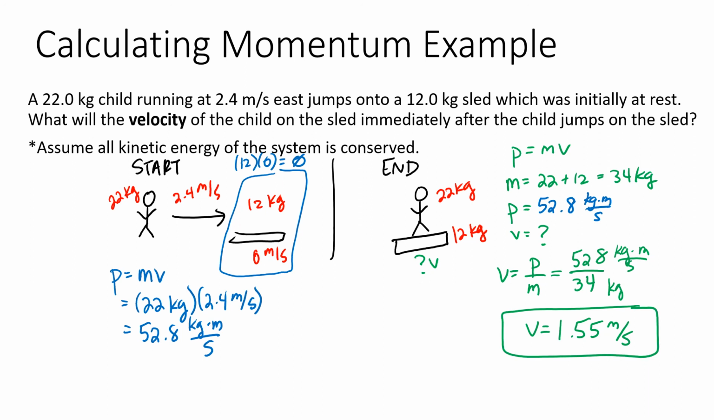Right? And now technically, of course, in this video, we've been talking about velocity. And one of the things that we talked about last time, the difference between speed and velocity, is that velocity has a direction. So if you want to be formal on this, it would be 1.55 meters per second, and we need the direction the child goes. In the problem, it told us east. So the velocity would be 1.55 meters per second east.